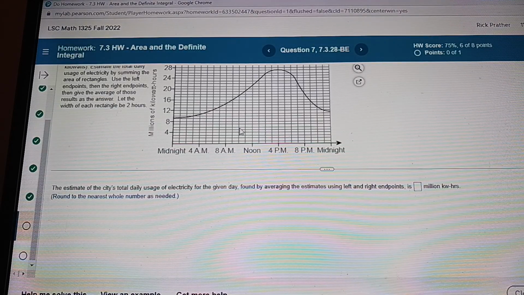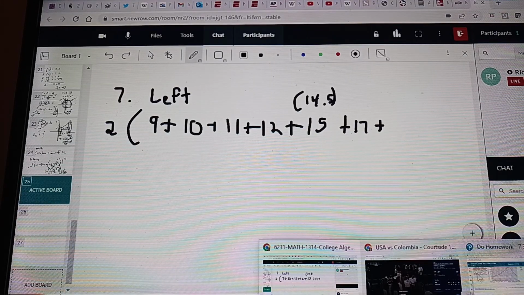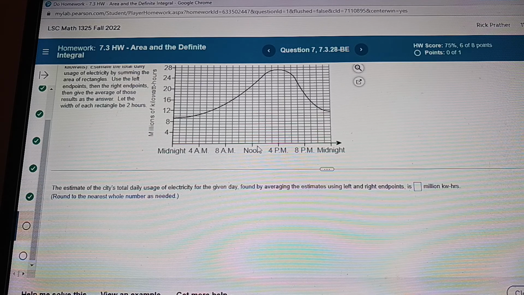Okay, 10 a.m. Again, that one's kind of halfway in between. But I'm going to go with 17 for now. Okay, noon. Since I've been going up every time, maybe I'll go down on this one and call this one 21.